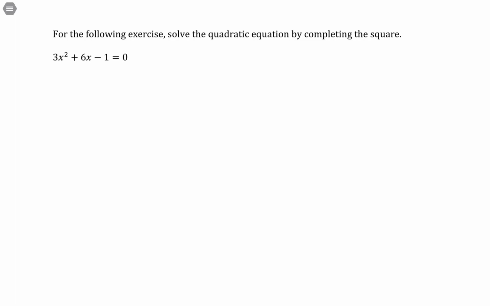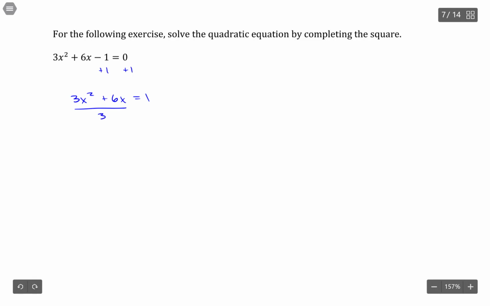The setup is to first move your constant to the other side of the equation. So we have 3x squared plus 6x equals 1. And that's a little bit different because with quadratics, when we're factoring, we want everything set to 0. But with completing the square, it's a little bit different. So that's the first step. The next step is to divide both sides of the equation by the leading term coefficient if it happens to exist. So that would give me x squared plus 2x equals 1/3.